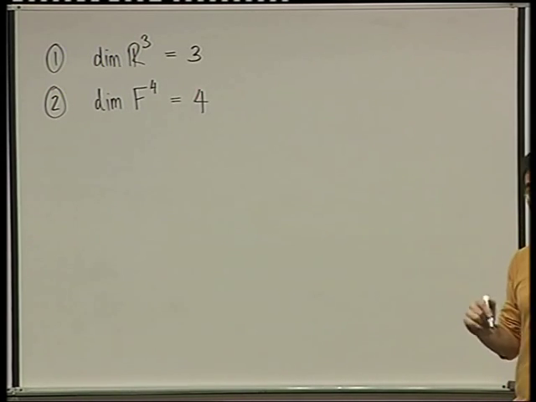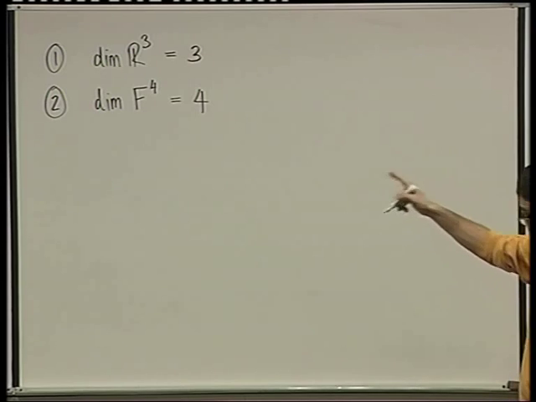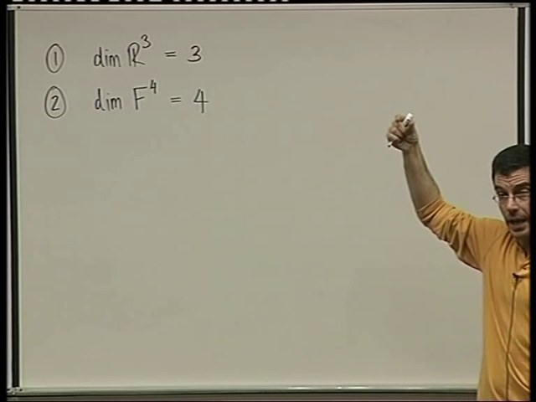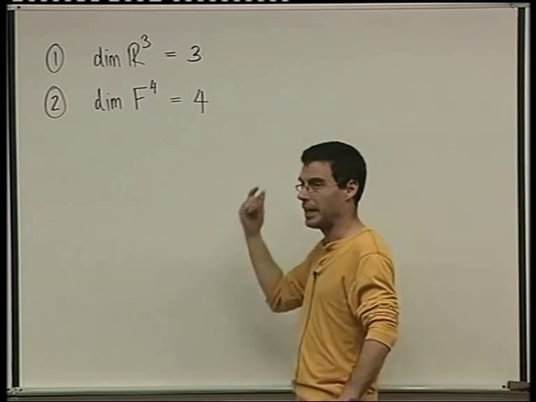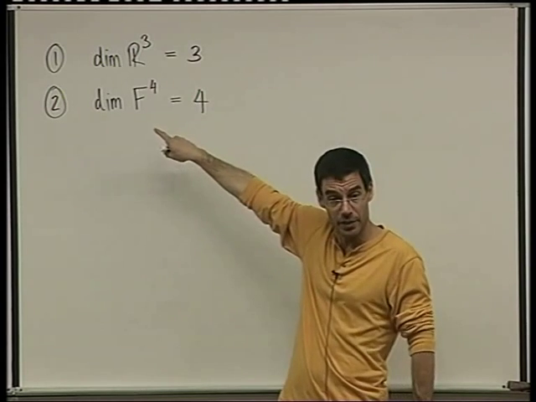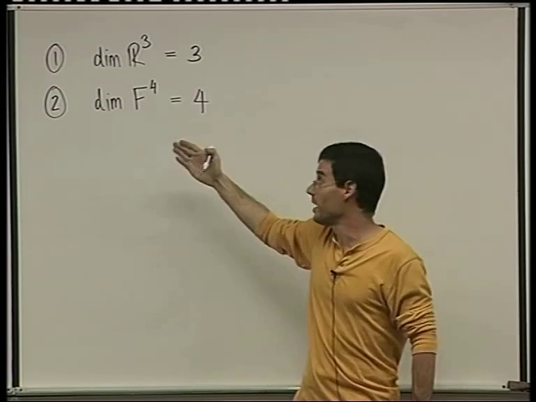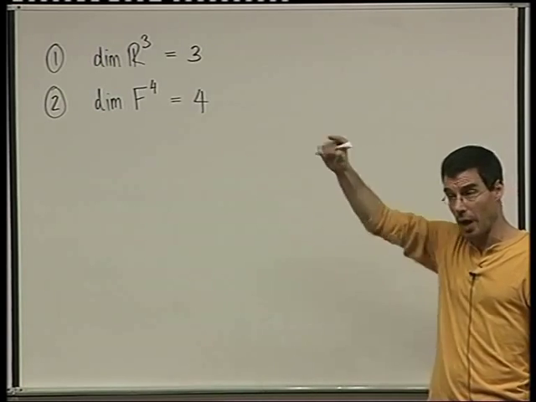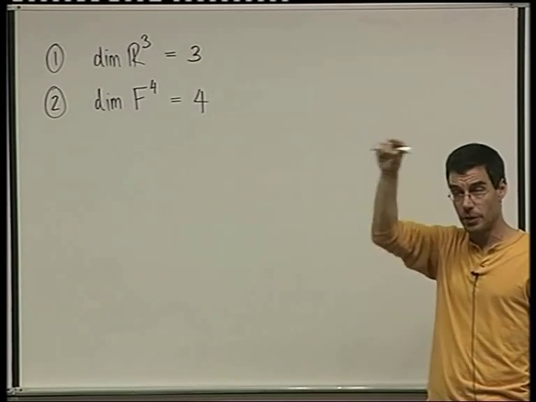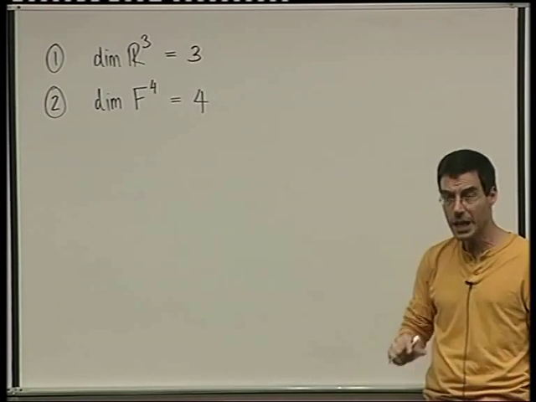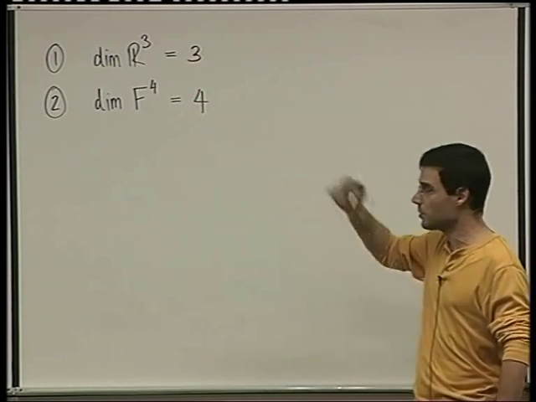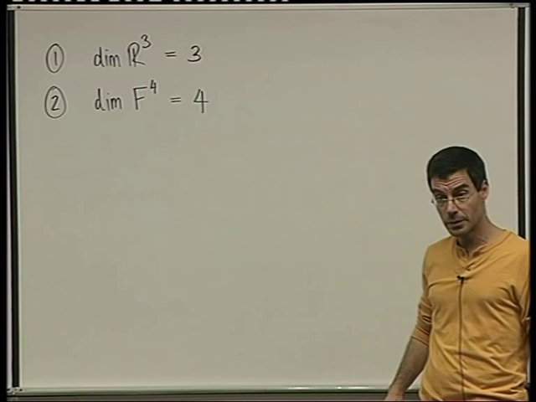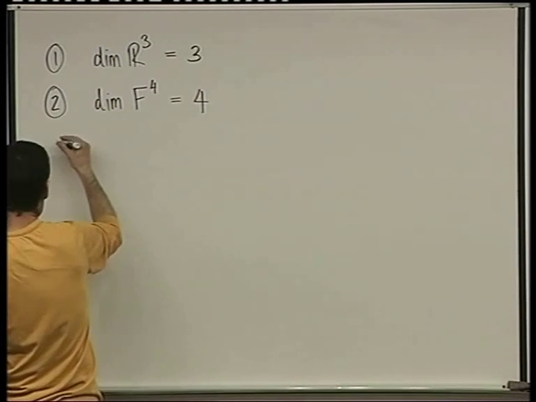Well, you have to go to the definition of the dimension. You have to say, okay, it's 4 because I can show you a basis for F4. F4 is 4-tuples with entries in F, right? What is a basis for this? Exactly, the standard basis: (1,0,0,0), (0,1,0,0), (0,0,1,0), and (0,0,0,1). That's a basis for F4. It has 4 elements, therefore the dimension is 4. Good? Clear?